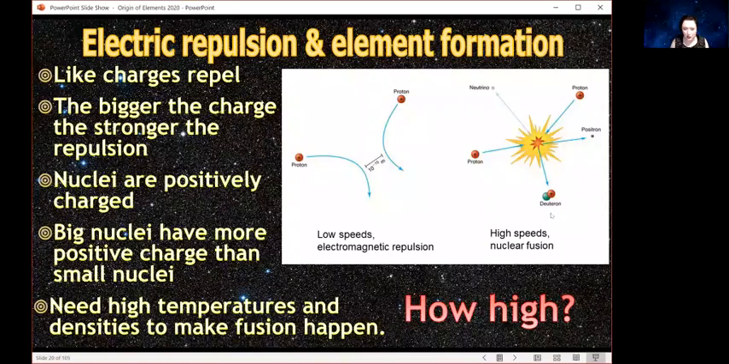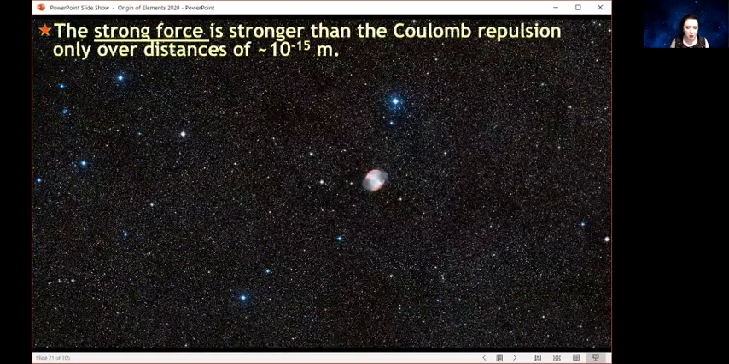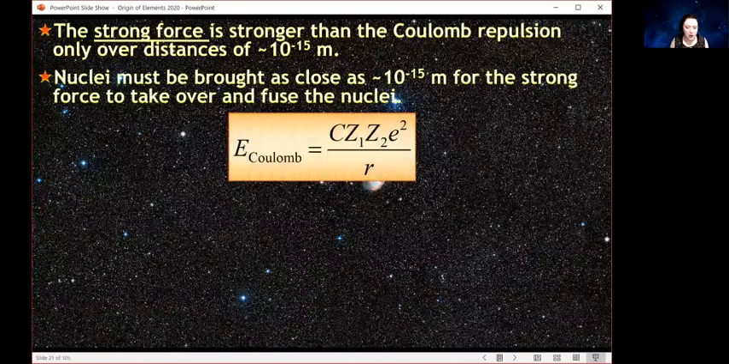But how high a temperature do you need? Well, let's do a rough estimate of that. So the strong force, the thing that will hold them together once they get in close enough, only works over about 10 to the minus 15 meters. That's a teeny tiny distance. That's 0.000000000000001 meters. It's teeny.